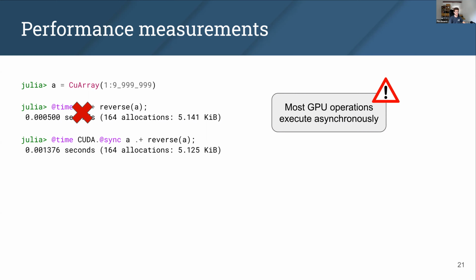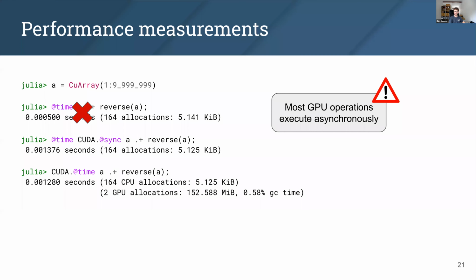And the way to work around that is by wrapping our expression in the CUDA.@sync macro, which is pretty similar to Base's @sync macro. And the macro is going to synchronize the GPU, meaning it's going to actively wait until the GPU finishes executing our operation. And as you can see, the time spent is a lot longer. And to make this convenient, CUDA has its own @time macro, CUDA.@time, which does the synchronization for you. And in addition, it also reports on GPU memory allocations. For example, here we see that we have 2 GPU allocations, which makes sense because one allocation is from the reversal and the other is from the output of the broadcast operation.